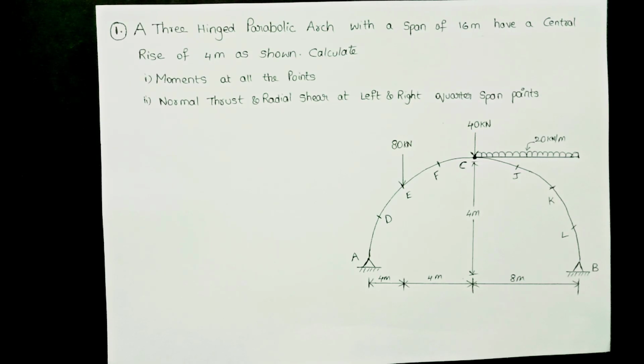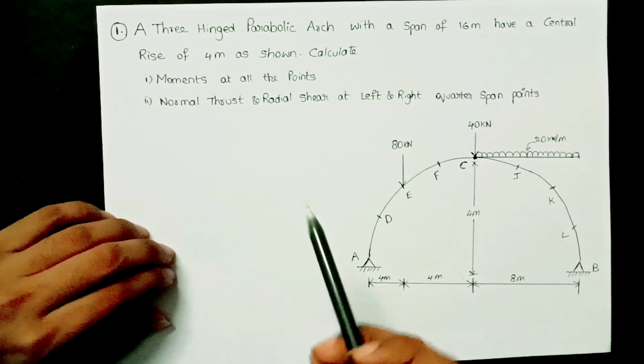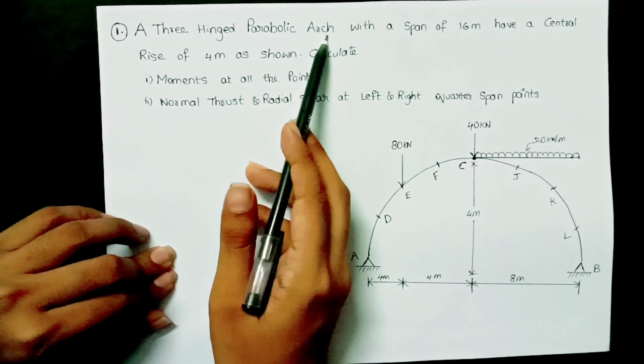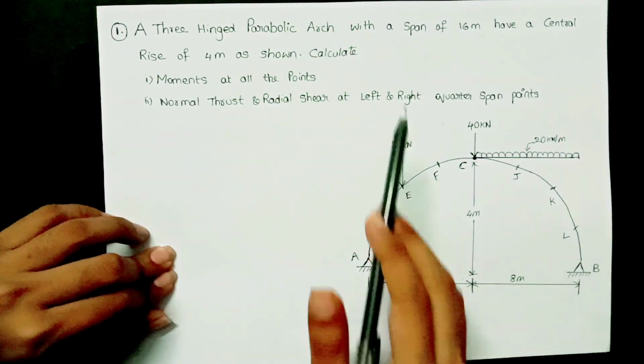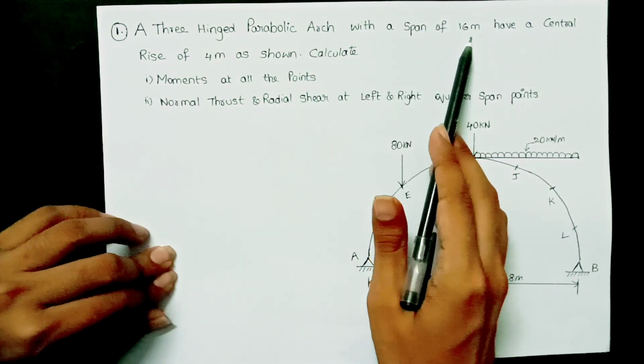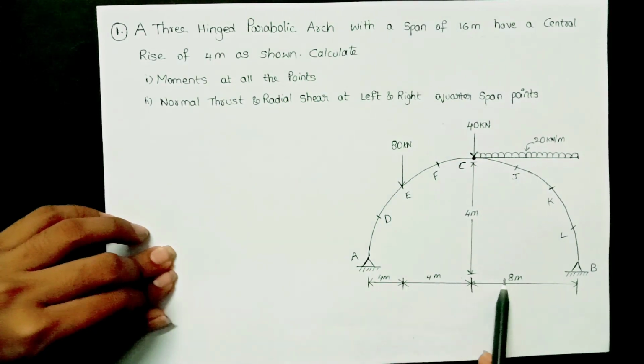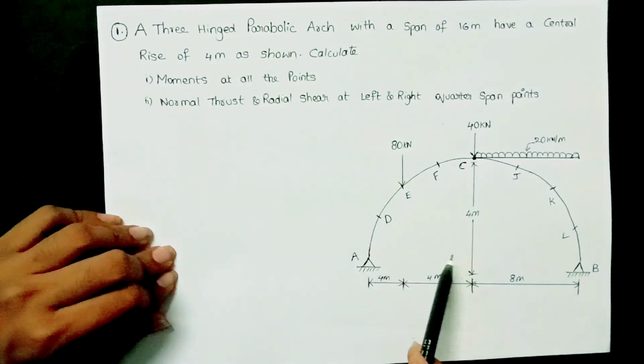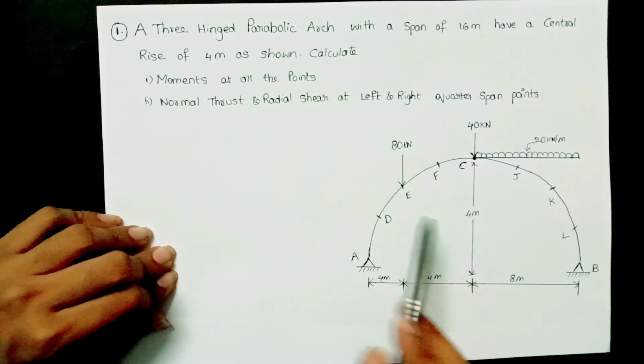In this video I am going to explain a problem on a three-hinged parabolic arch. Coming to the problem, the question is given that a three-hinged parabolic arch, as it is given here, with a span of 16 meters. So 4 plus 4 plus 8 is 16 meters, having a central rise of 4 meters. So this is the central rise, 4 meters.